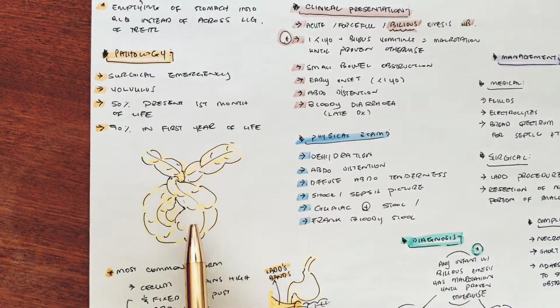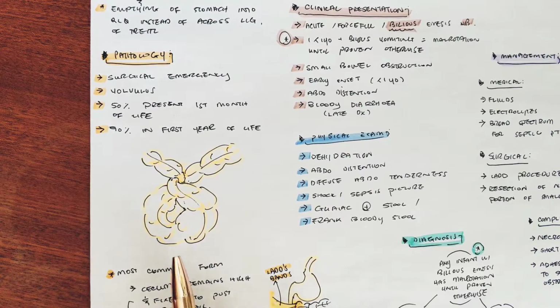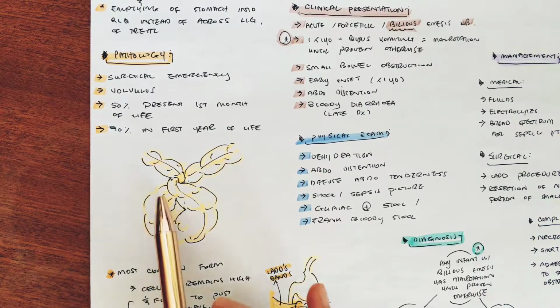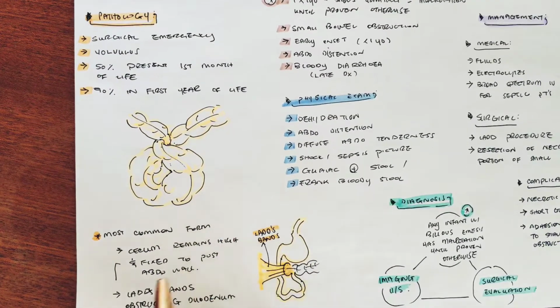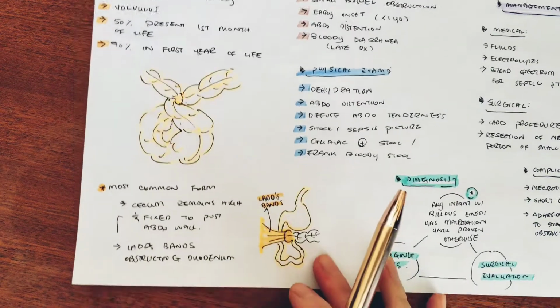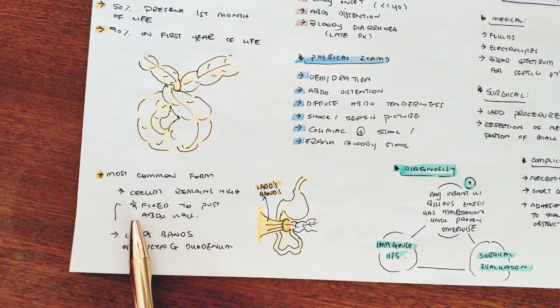Okay, over here you can kind of see I have attempted to draw intestines that have been twisted into a volvulus. The most common form of intestinal malrotation is when the cecum remains high and fixed to the posterior abdominal wall, and there are Ladd's bands which obstruct the duodenum.